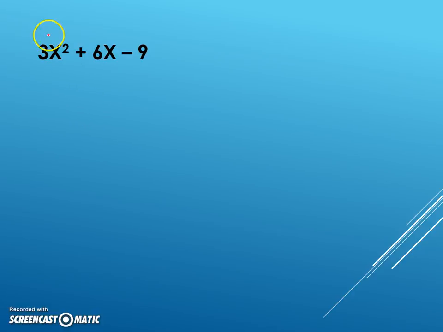With this one, notice again we have an a value greater than 1. So we're going to take the GCF if we can. It does have a GCF, which is 3. So we're going to factor out a 3. So we have 3 times x squared plus 2x minus 3. Alright, so we've got 3 times x squared plus 2x minus 3.